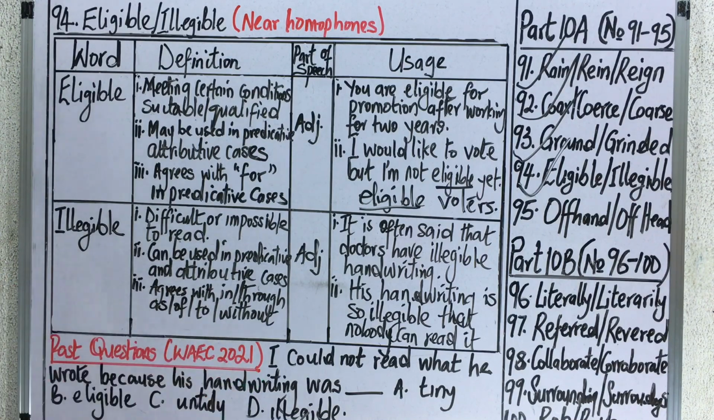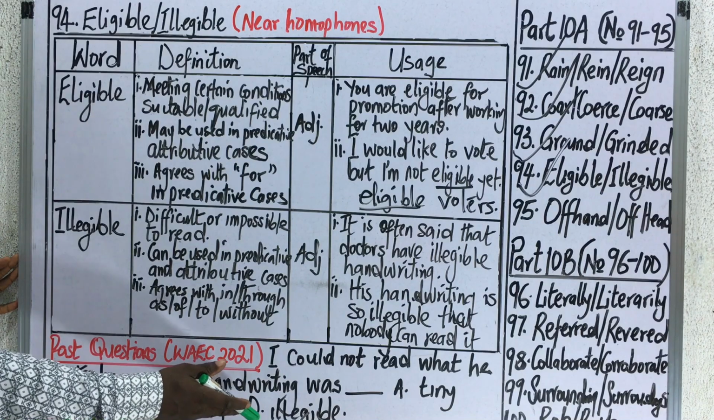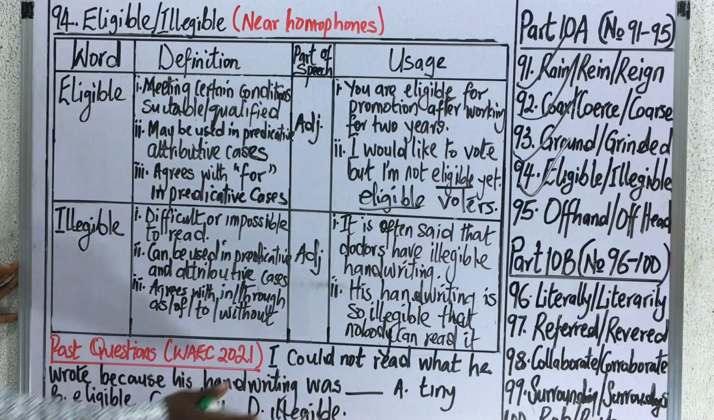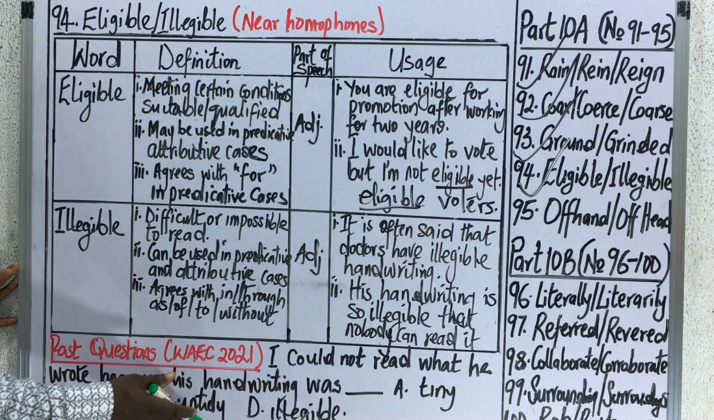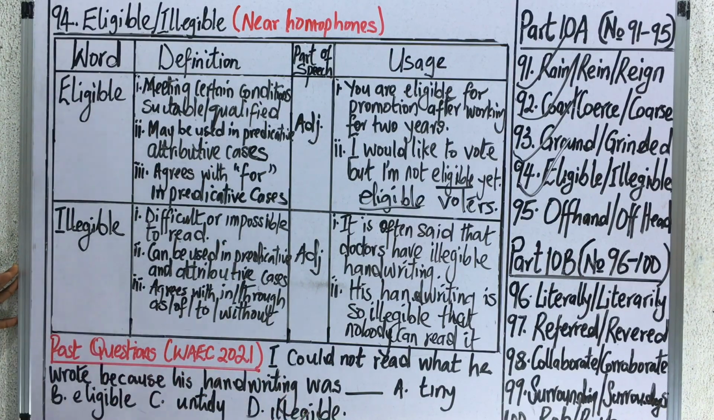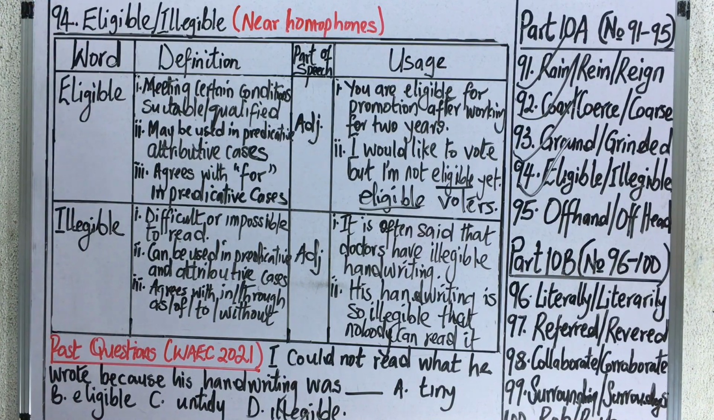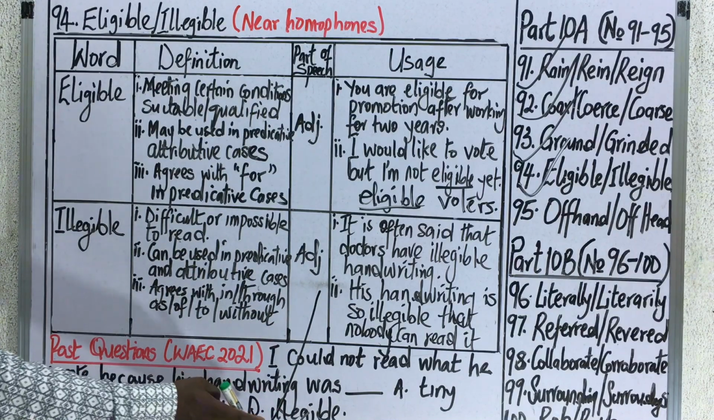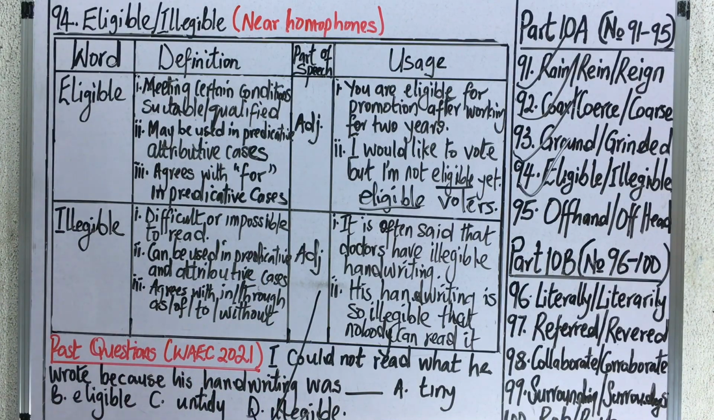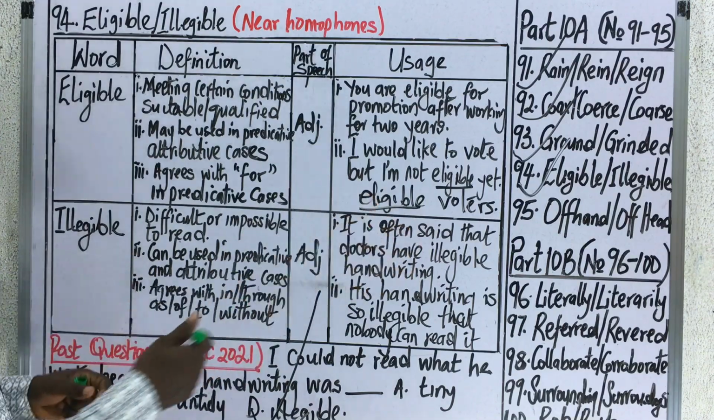WAEC 2021. I could not read what he wrote because his handwriting was dash. A. Tiny. B. Illegible. C. Untidy. D. Illegible. Going by our explanation, because of our analysis, the only right option that can collocate with handwriting is illegible. So D is the correct answer to this question. So that's that on how we can define these words and use them in expressions.